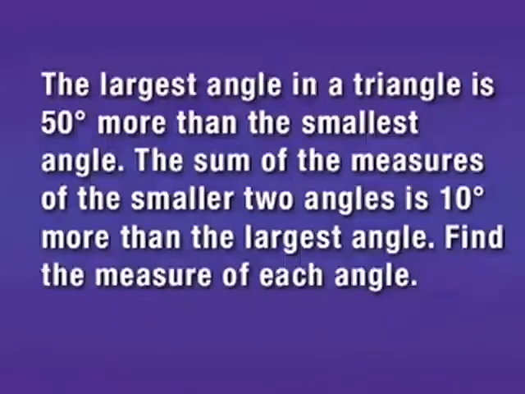The largest angle in a triangle is 50 degrees more than the smallest angle. The sum of the measures of the smaller two angles is 10 degrees more than the largest angle. Find the measure of each angle.